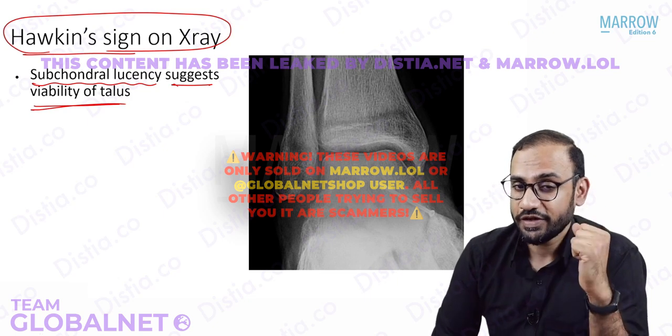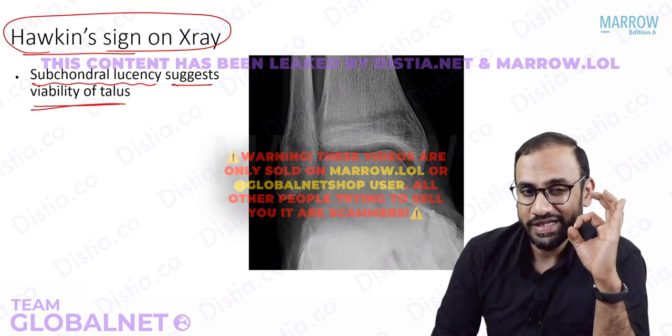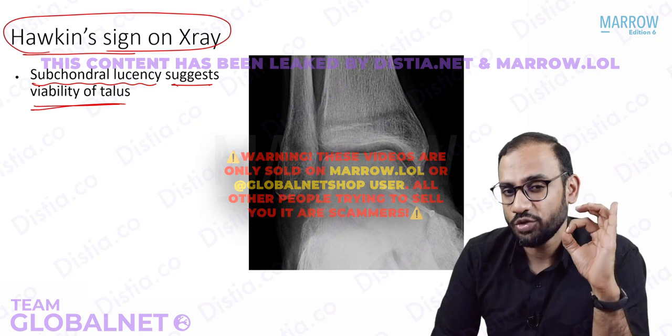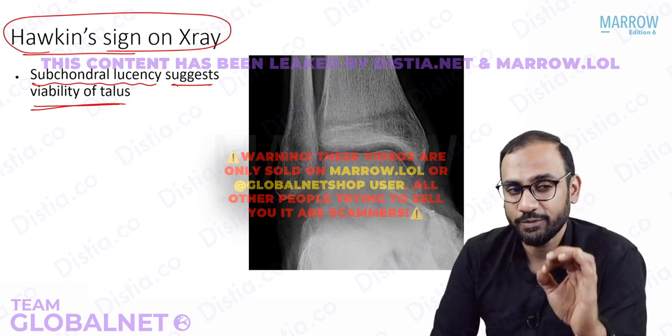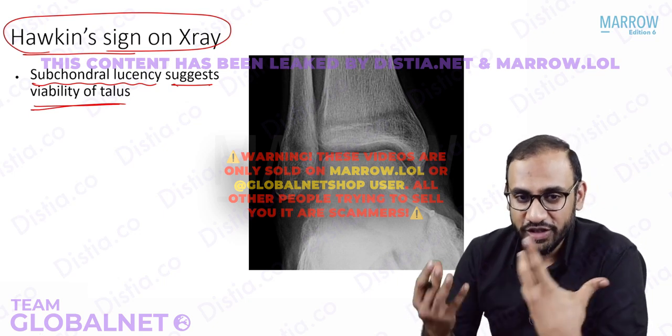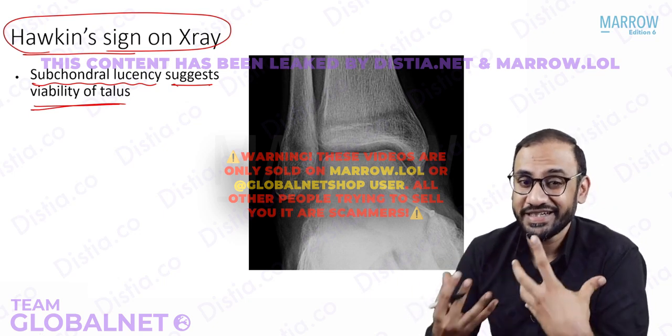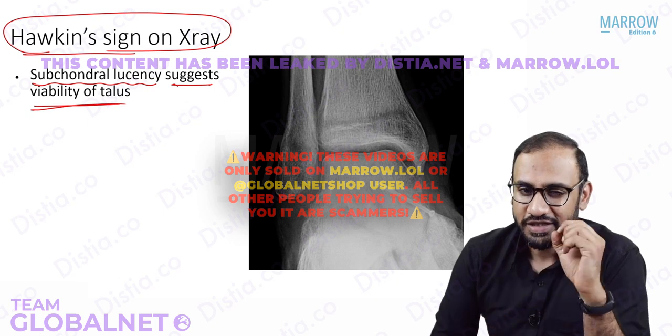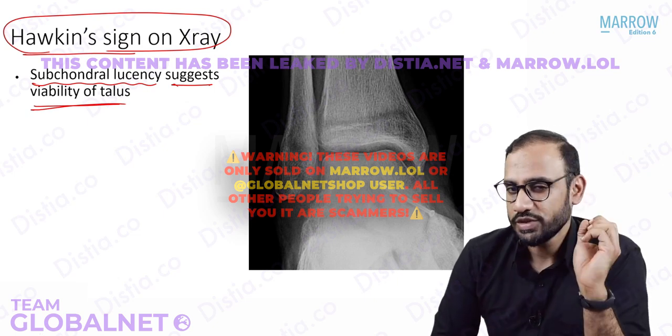And what are the characteristics of a dead bone? If you recall, dead bone is a dense bone, white bone. Why is it dense and white? Because there is no blood. There is no hyperemia. There is no turnover. There is no resorption of the bone because it's a dead bone. A live bone is a lucent bone, right?